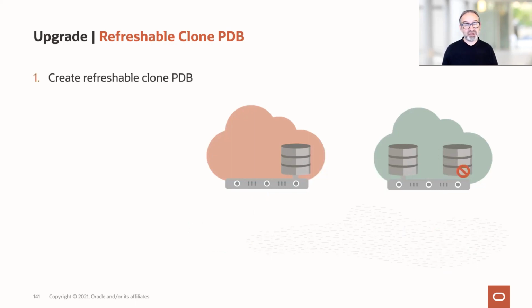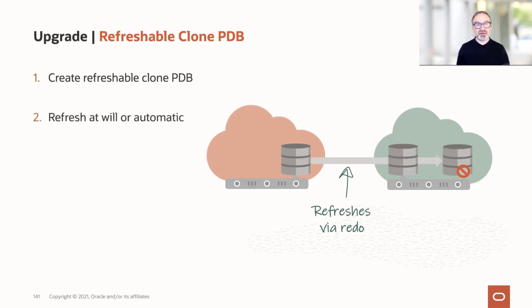So I create a refreshable clone. Why am I doing this? It's still a 12.2.0.1 clone here. It's not a 19c yet. It hasn't been upgraded. But I refresh it, either at will or automatically. So the good thing is I can trigger this step as often as I want to. Assume that my source is several terabytes. So just cloning even a several terabyte size PDB takes a while.